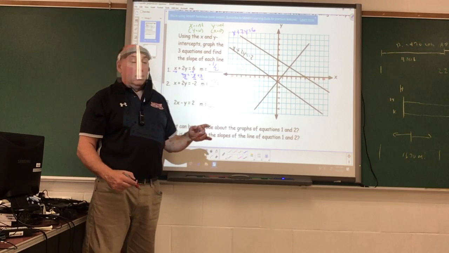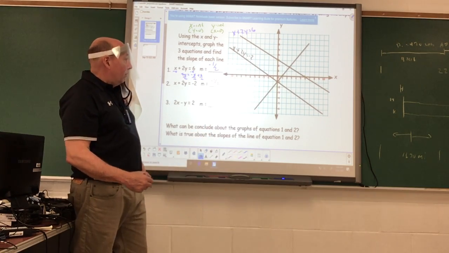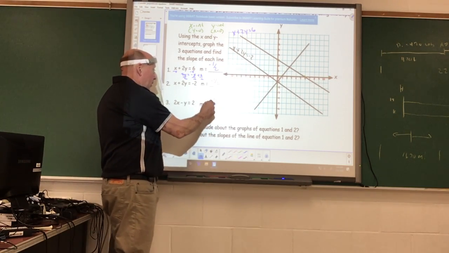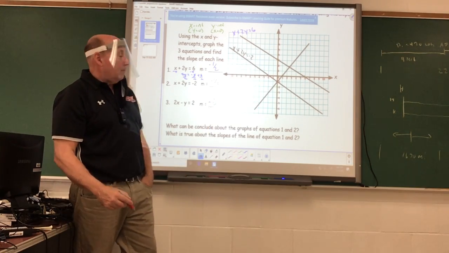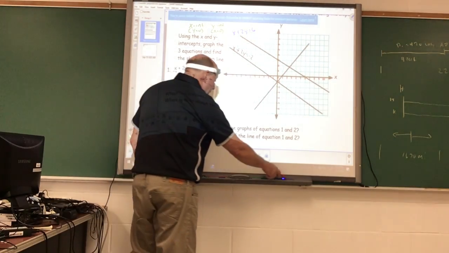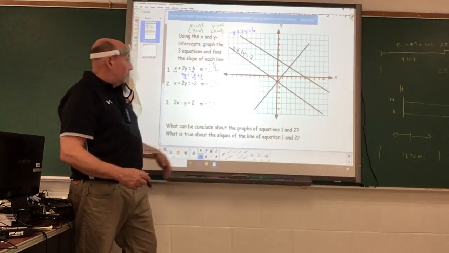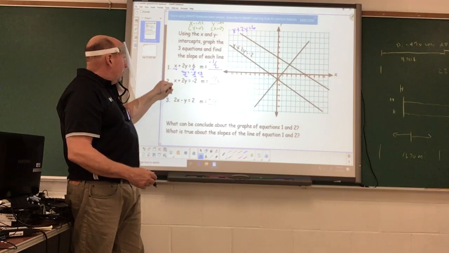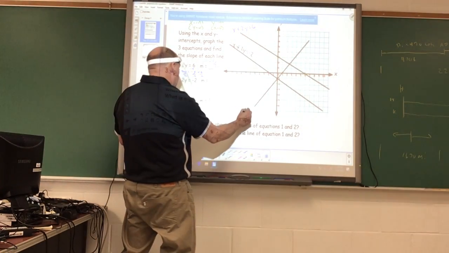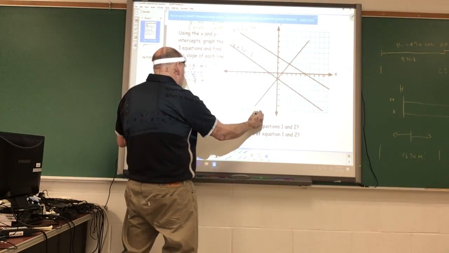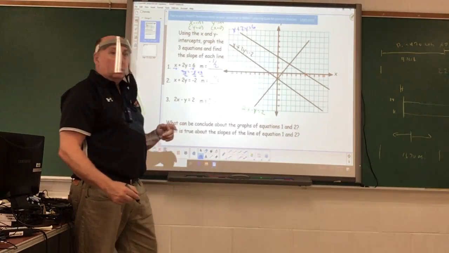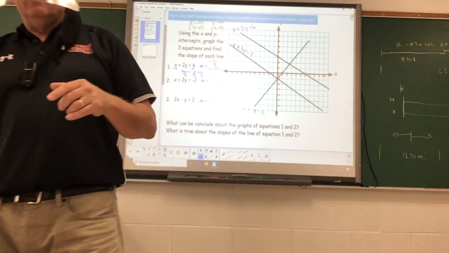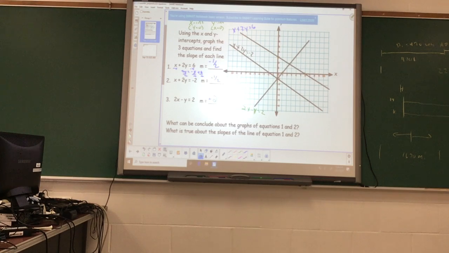The last one here. Noah, what do you get for a slope for the last one? 2. And that's a positive 2. Okay, so there should be our slopes, and there should be our graphs. And this is 2x minus y is equal to 2. All right, whew, that was a rough one.